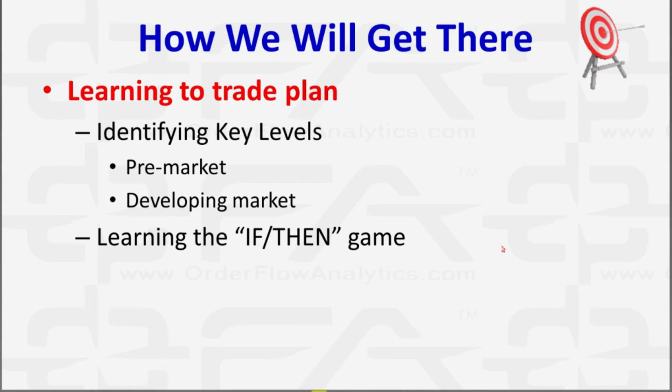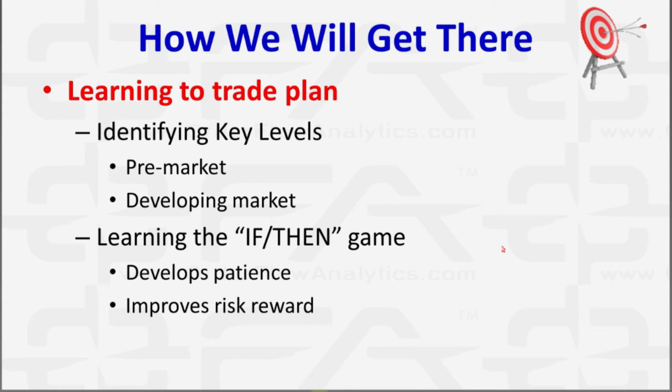We're going to learn the if-then game. What I have found is that the only way I've been able to control my trading, be patient, and actually take the trades when I want to take them, is playing that if-then game. Because what I'm telling myself ahead of time is, this is my scenario for a trade. If this happens, then I will do this. And it could be if this, then I will do this, and this is how I will manage it. This is where my target will be, etc., etc.